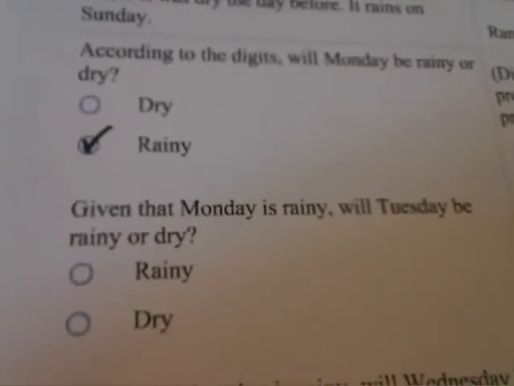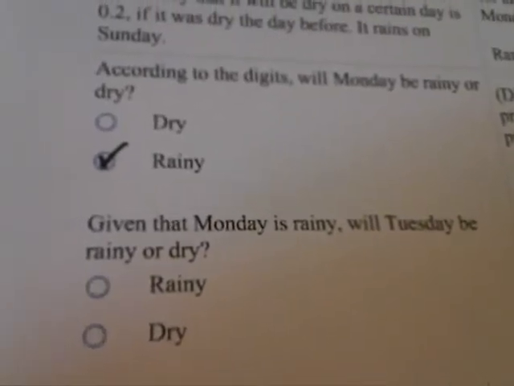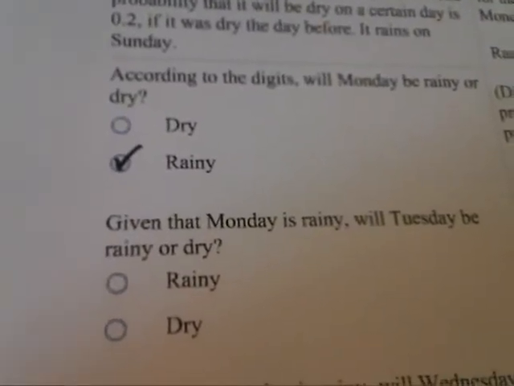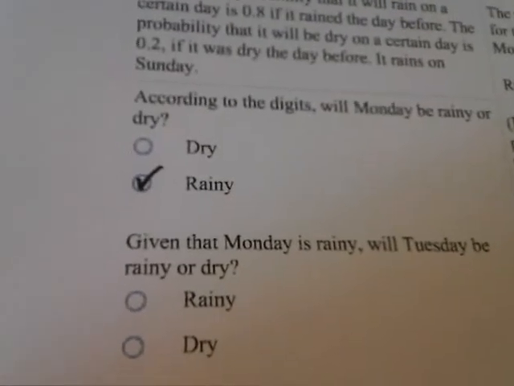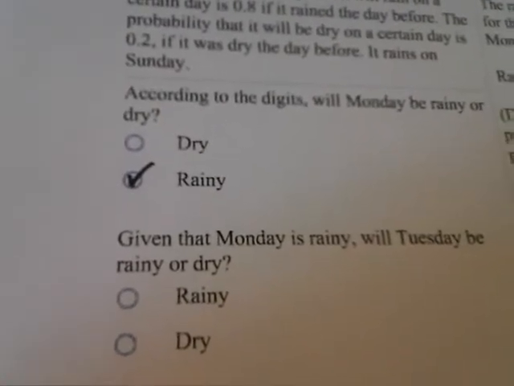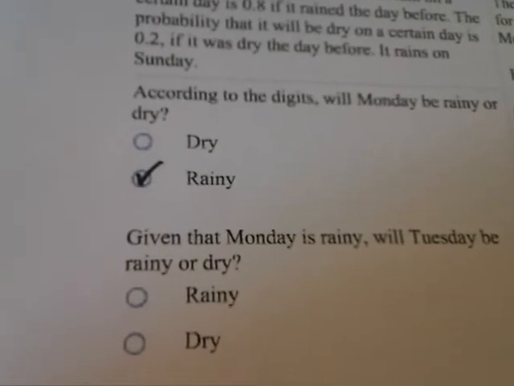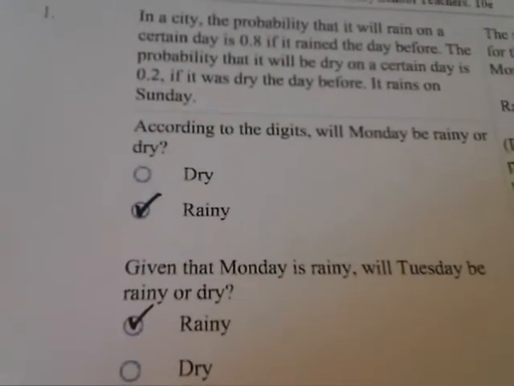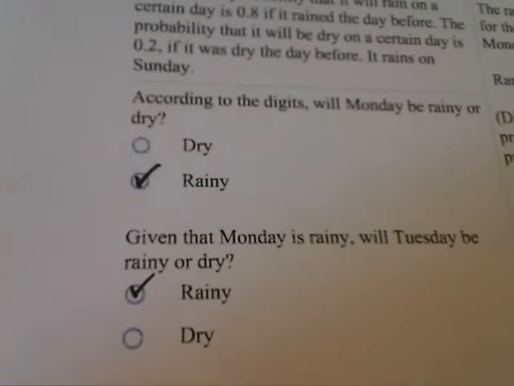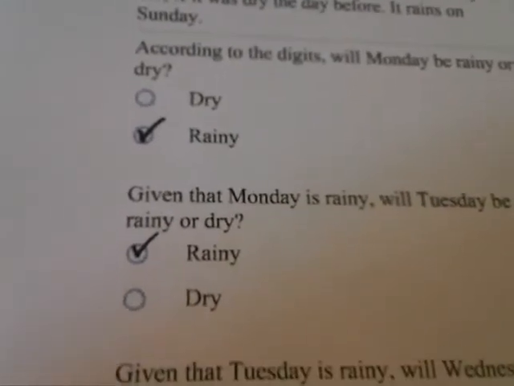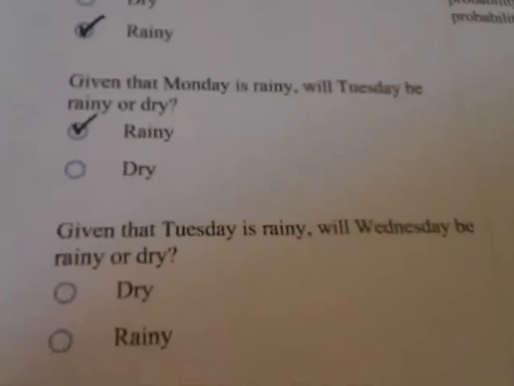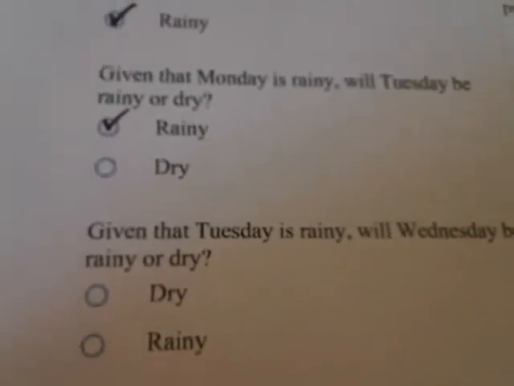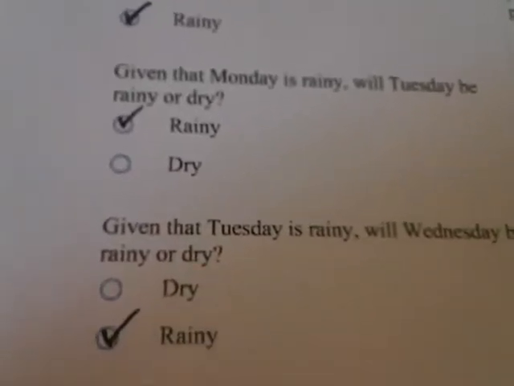Here's the next example. Given that Monday is rainy, will Tuesday be rainy or dry? Okay, it rained on Monday, so that means the probability of Tuesday's weather would also be raining because it rained the day before. So there's a probability that it will rain on Tuesday. All right, next problem: given that Tuesday is rainy, will Wednesday be rainy or dry? In this case, it's also going to be rainy as well because it rained the day before.